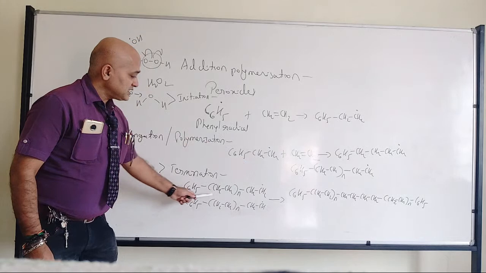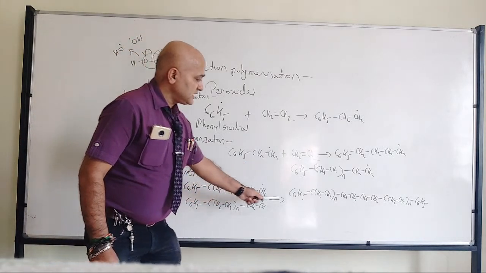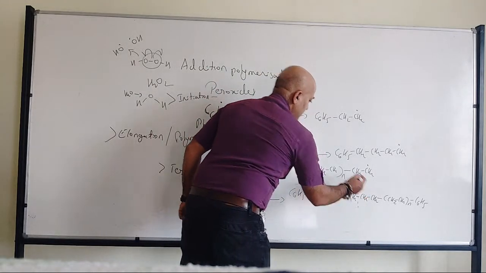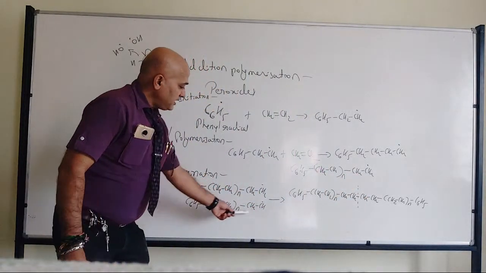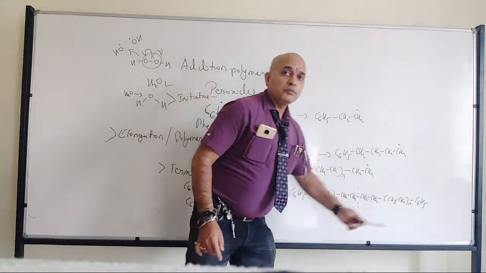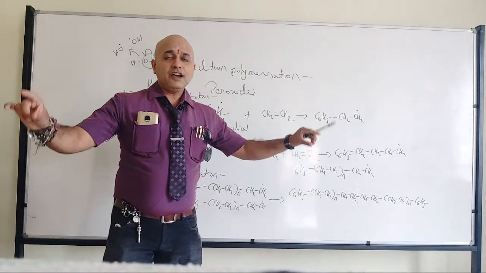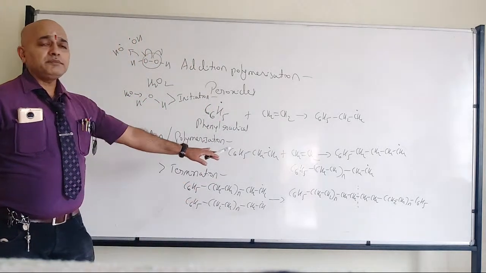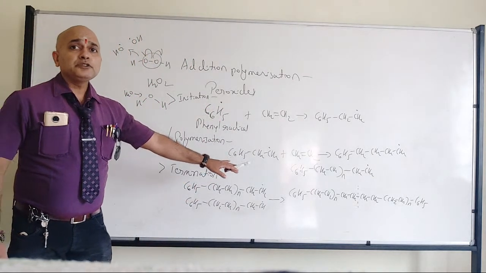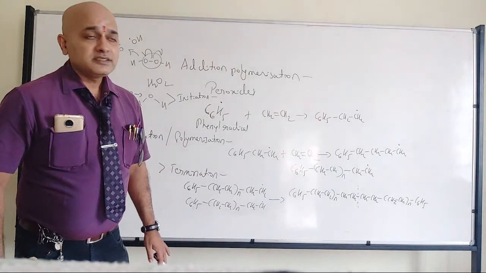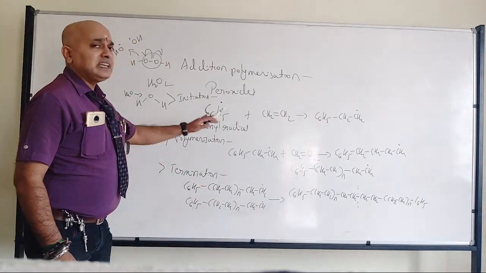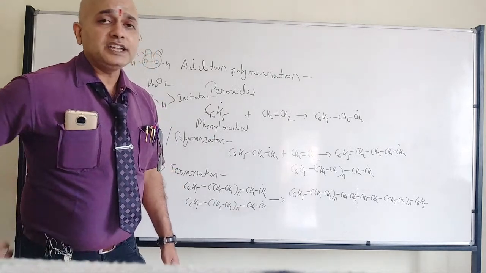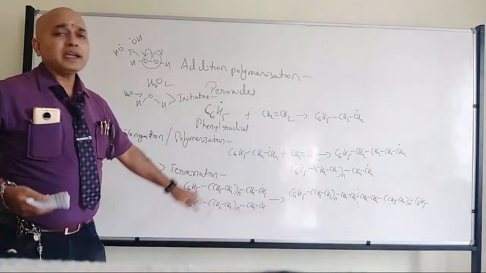So C6H5, CH2, CH2 n, CH2, CH2, that's what I have written. This is from one part, and another part is present here. Both of them together have formed a huge polymer. So that's where we have the polythene synthesis. For polythene, and the same way for other addition polymerization also, the mechanism is the same.